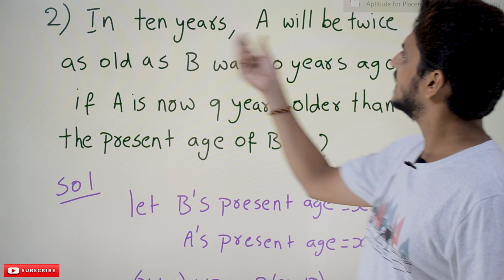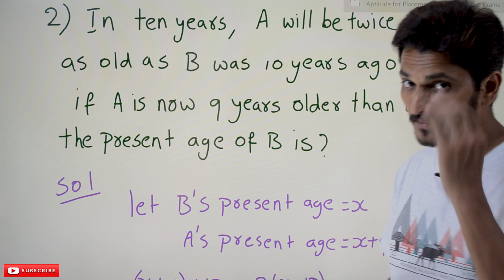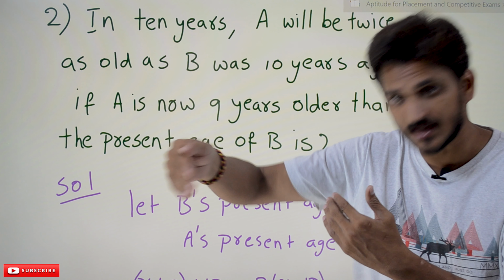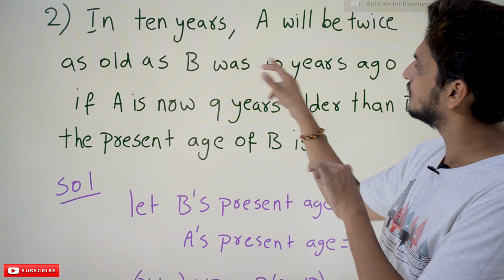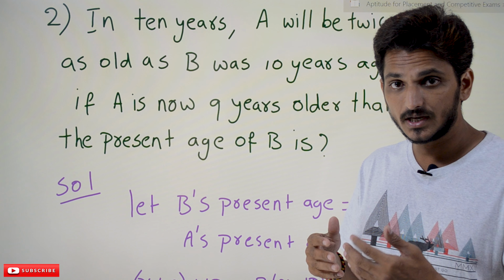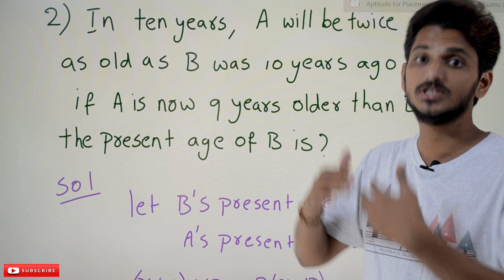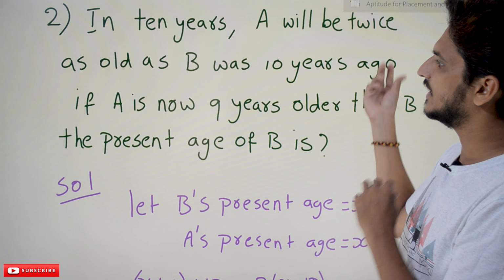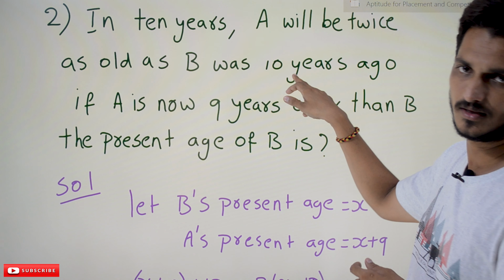Second one: in 10 years A will be twice as old as B was 10 years ago. From the statement you clearly understand, in the coming next 10 years, A's age will be twice as old as B was 10 years ago. From this statement we clearly understand that A's age is dependent on B.